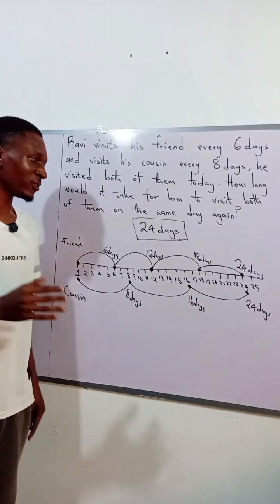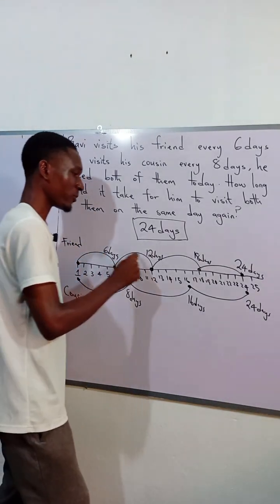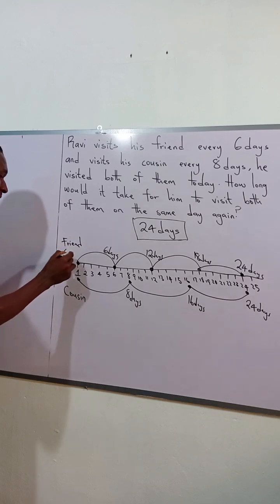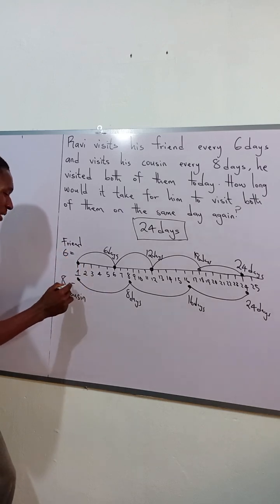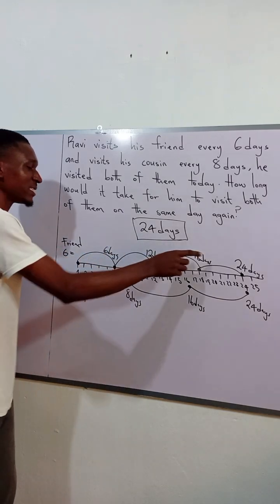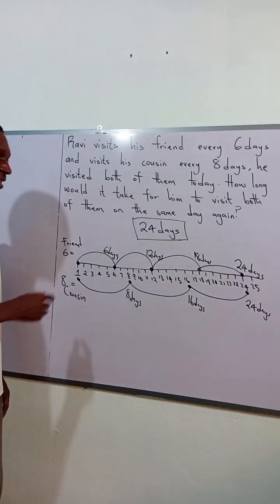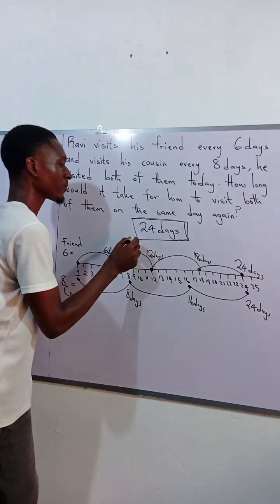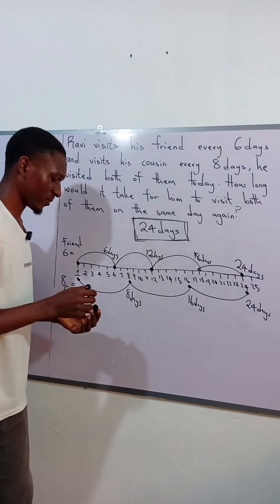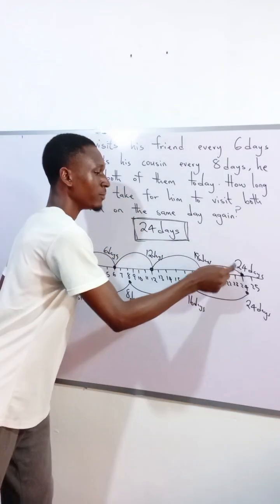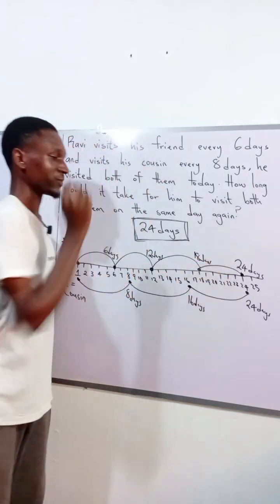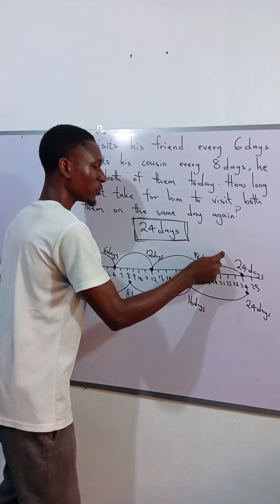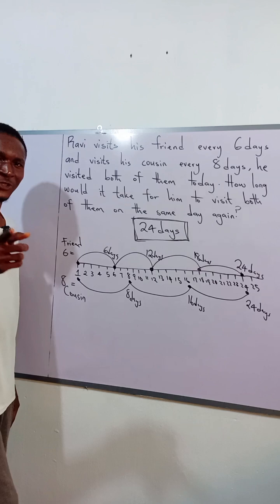So this is as if we wrote down the multiples of both numbers, the multiples of 6 and the multiples of 8. And after we wrote it down, we now choose the smallest number that appeared in both multiples. Are you seeing it? We pick the smallest number that appeared in both multiples. What calculation do you think this is?